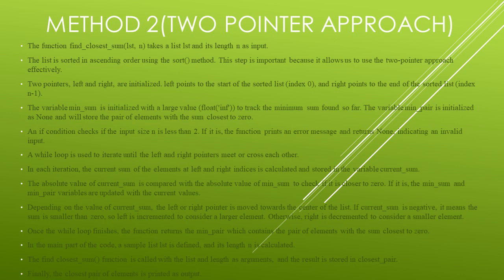Once the while loop finishes, the function returns the min_pair, which contains the pair of elements with the sum closest to 0. In the main part of the code, the sample list is defined and its length n is calculated. The find_closest_sum function is called with the list and length as arguments, and the result is stored in closest_pair. Finally, the closest pair of elements is printed as output.